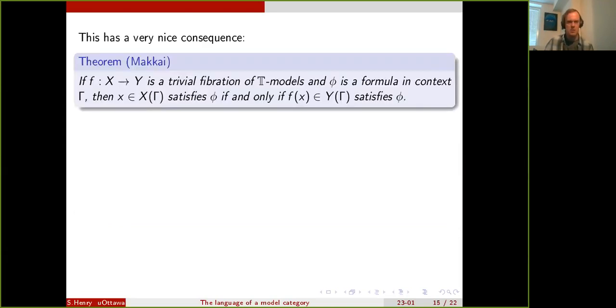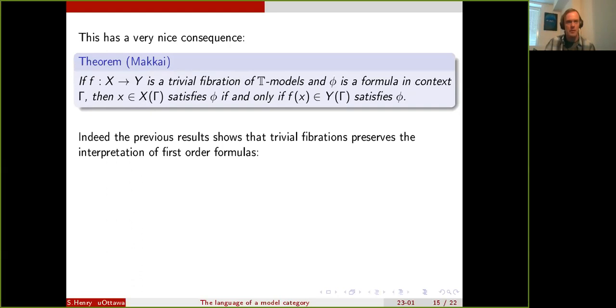I attribute the theorem to Makkai because that was one of the main results of Makkai's work on FOLDS in the case of FOLDS signatures, and the proof is essentially the same, just in this slightly more general framework. So if F is a trivial fibration between two models, and if phi is a formula in some context gamma, and x is an element of X gamma, then x satisfies phi if and only if F of x satisfies phi as an element of Y gamma. So trivial fibrations preserve and detect validation of formulas completely.